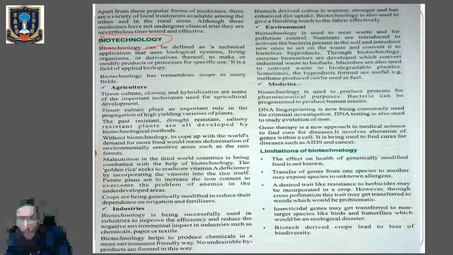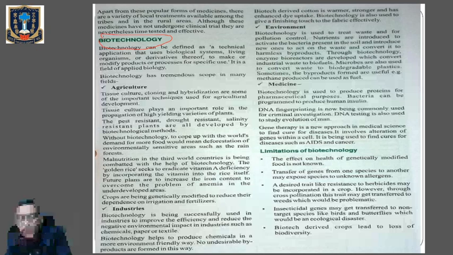Through biotechnology, enzyme bioreactors are developed which convert industrial waste to biofuel. They are also used to convert waste to biodegradable plastics. And sometimes those byproducts are also utilized by human beings, for example the gobar gas or biogas.